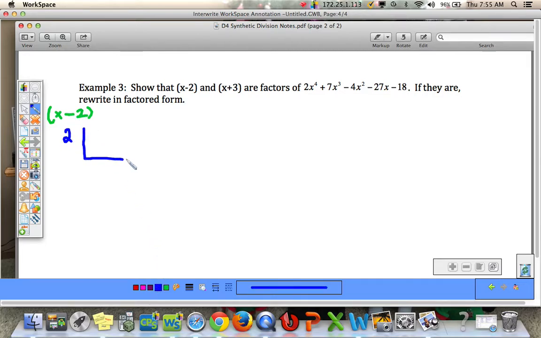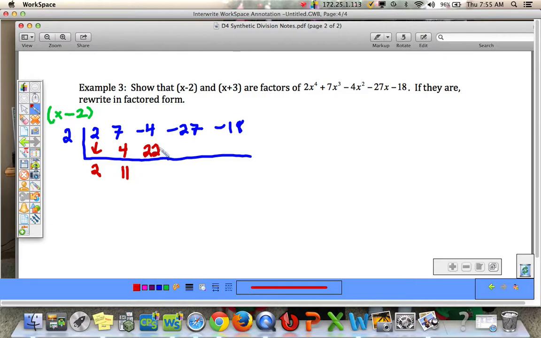2 on the outside. We'll rewrite the coefficients, and here they are in order: 2, 7, negative 4, negative 27, negative 18. First step, carry down the 2. Second step, multiply and add. So 2 times 2 is 4. We get 11. 2 times 11 is 22. We add, we get 18. 2 times 18 is 36. Negative 27 plus 36 is 9. 2 times 9 is 18. And here we get a remainder of 0.